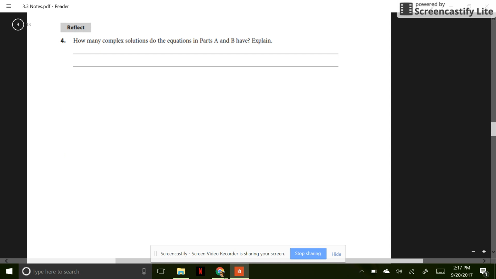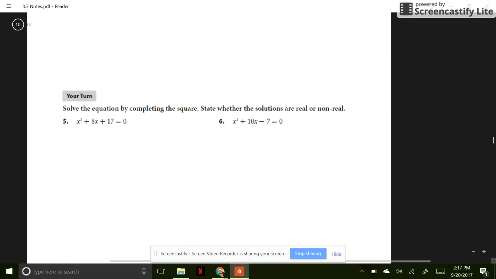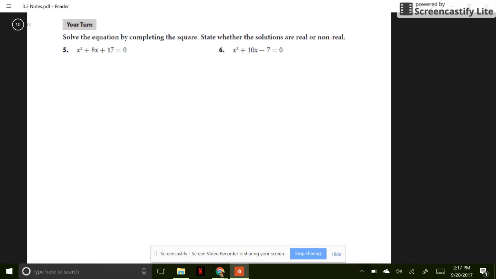So how many complex solutions do the parts in A and B have? Well, they had two complex solutions each. Remember, all of our solutions are complex because the complex numbers include the reals and the non-reals. So let's try a couple more examples here with completing the square.